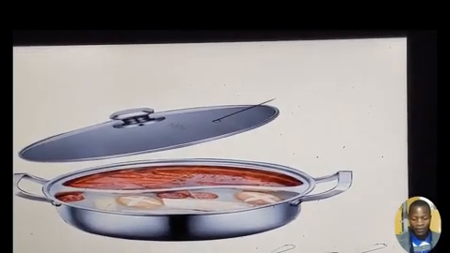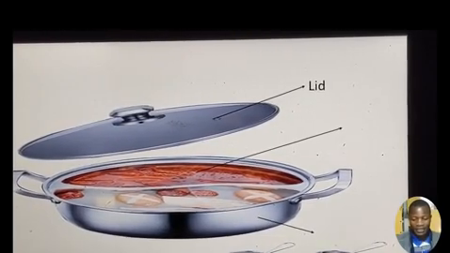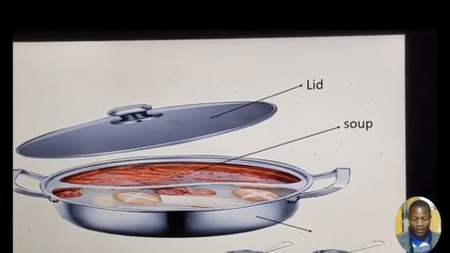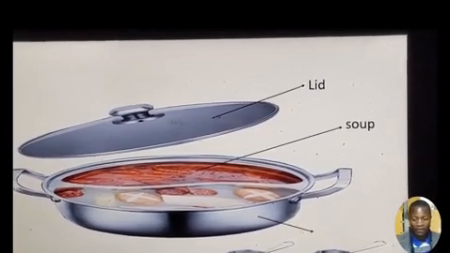Consider we have a cooking pot here. We have a lid and inside there is a soup. The temperature of the soup is equal to the temperature of the boundary of the cooking pot.